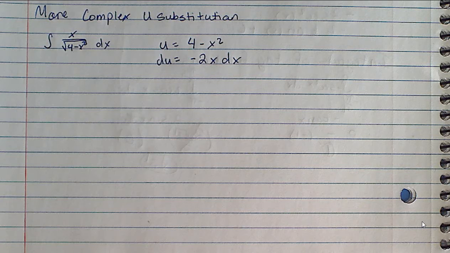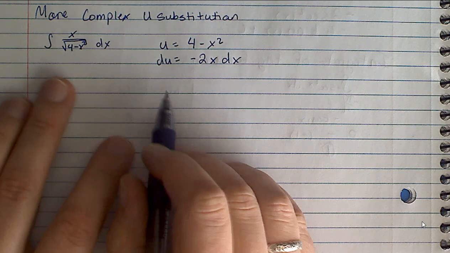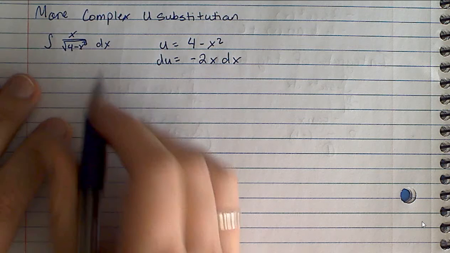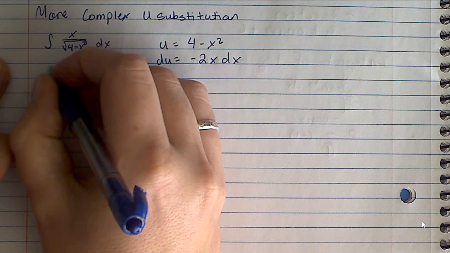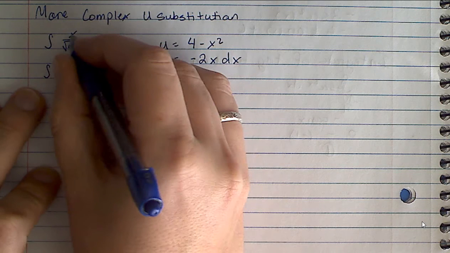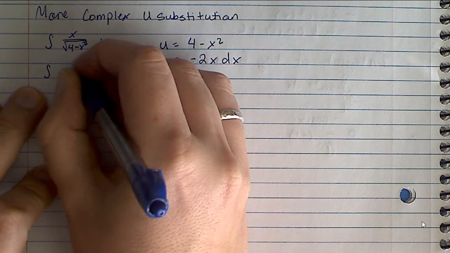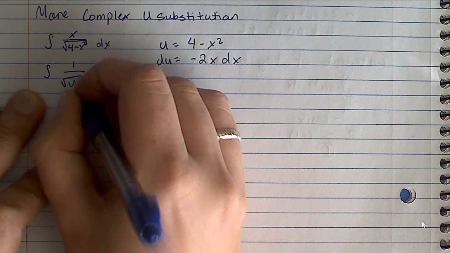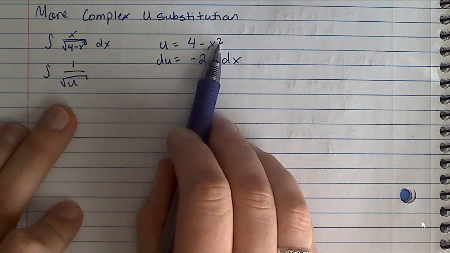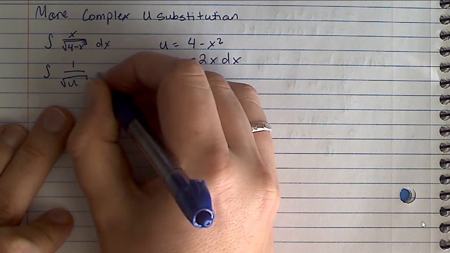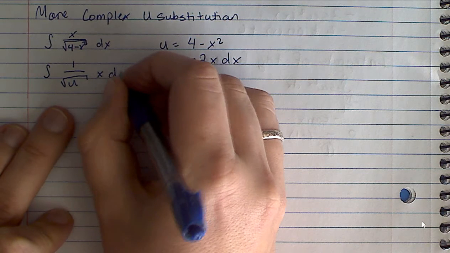Okay, hold on. Let me try to explain myself. So let's do this at least. So I've got my integral here. I'm going to move the x kind of out of that. I'm going to replace this with a 1 over the square root of u, because I'm replacing 4 minus x squared with u. And then I'm going to put the x down kind of out here so that it's x dx. Are you guys with me on that?